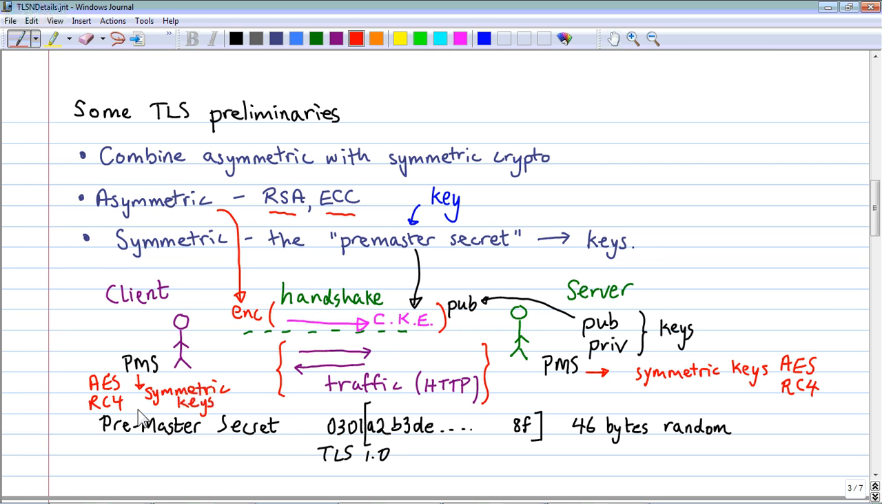Okay, that gives you a good overview of the basics. It shows you TLS at the level you need to understand it in order to understand the next parts.